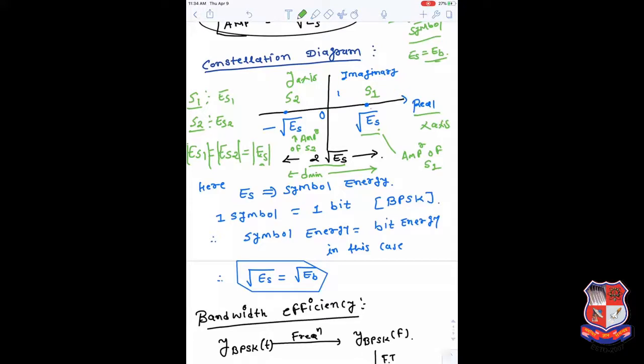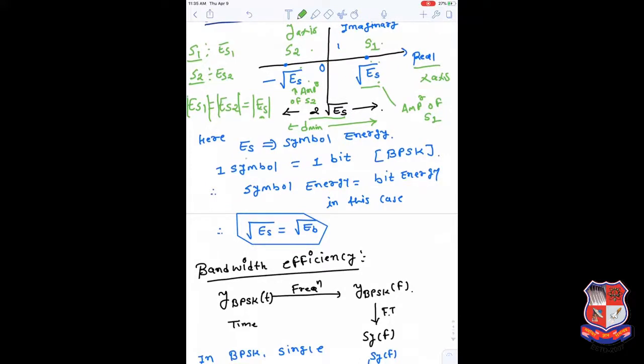In the constellation diagram, we are getting 2 points, 2 different amplitudes. One amplitude is a positive amplitude which represents the symbol S1 because it corresponds to a 0 degree phase shift. The other corresponds to the pi degree phase shift. This is the S2 symbol, defined by a negative sign because the negative sign indicates the pi degree phase shift. So that can be defined by minus square root Es. Es is the symbol energy. Here one symbol is equal to 1 bit, so symbol energy is equal to bit energy. These two are equal, as we have already discussed earlier.